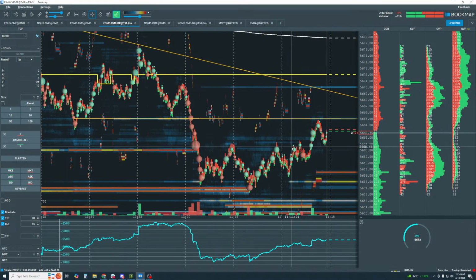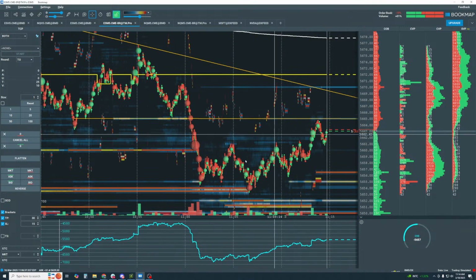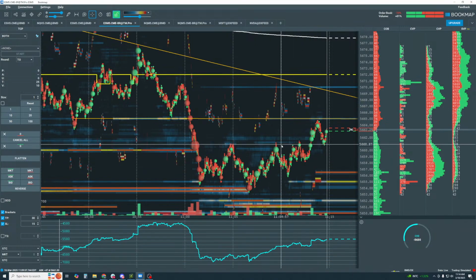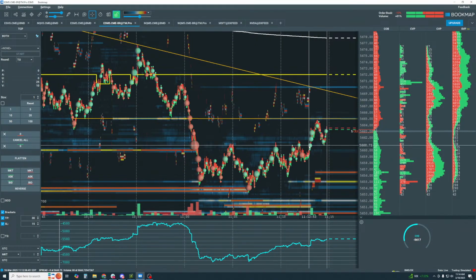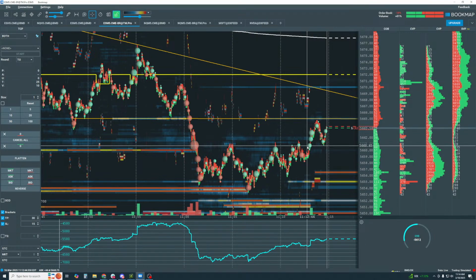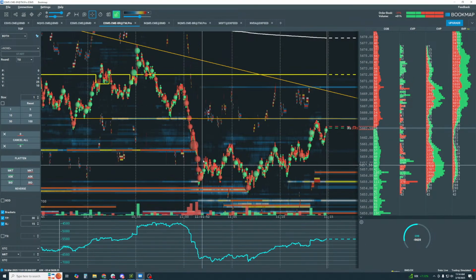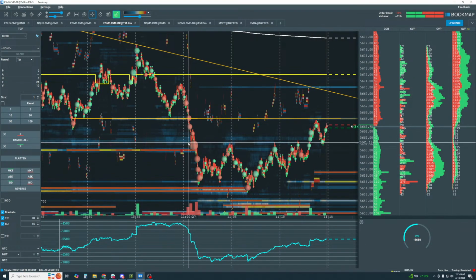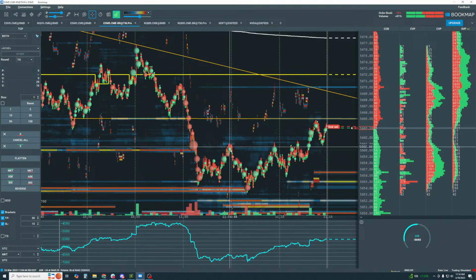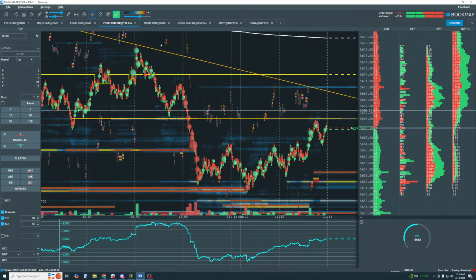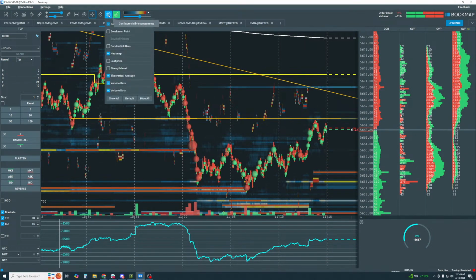For those of you new to Bookmap, I really recommend that you start with the basics, the three elements on the Bookmap chart, which are price action, the best bid and offer. Well, let me just show you here.